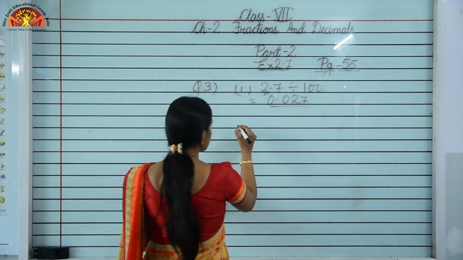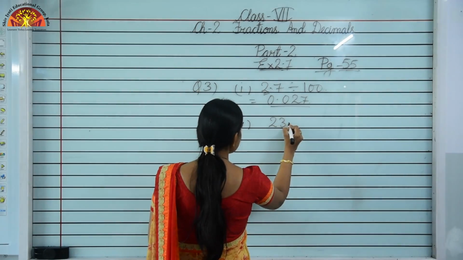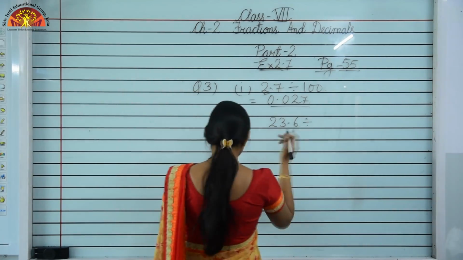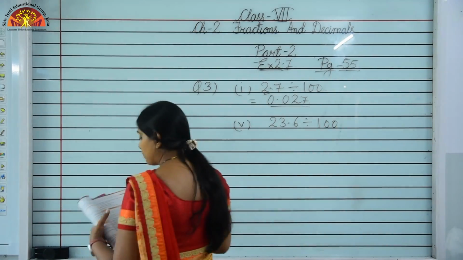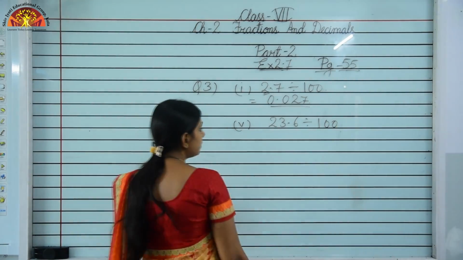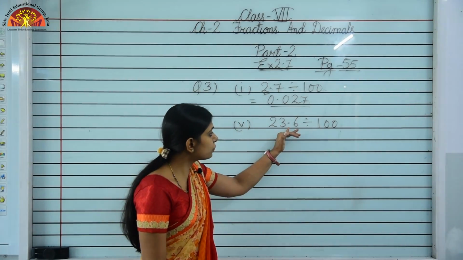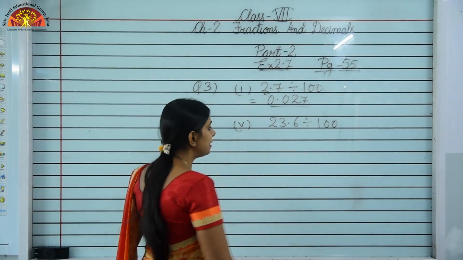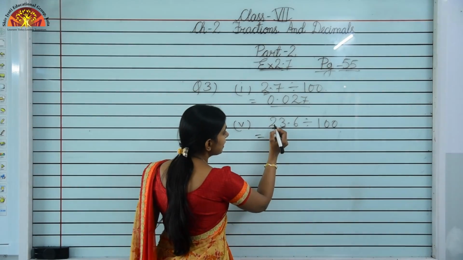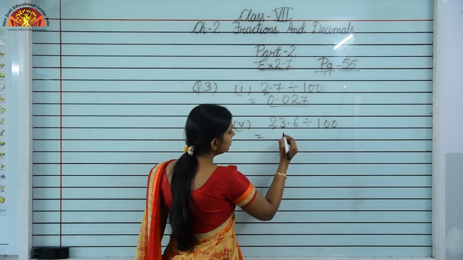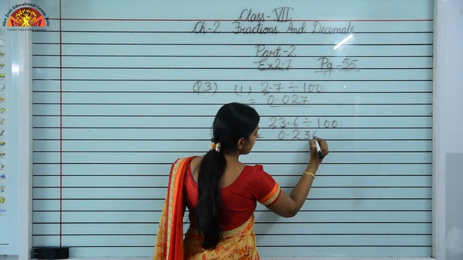Now just see the next one. Just see the fifth part of this question, that is 23.6 divided by 100. Now again you can see there are 2 zeros, we are dividing by 100. So the decimal will be shifted 2 places towards the left. So this is the decimal over here, 1 and 2. That means we will place the decimal before the 2. So it will become 0.236.